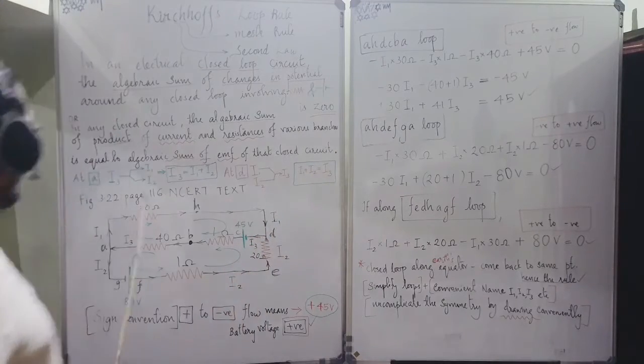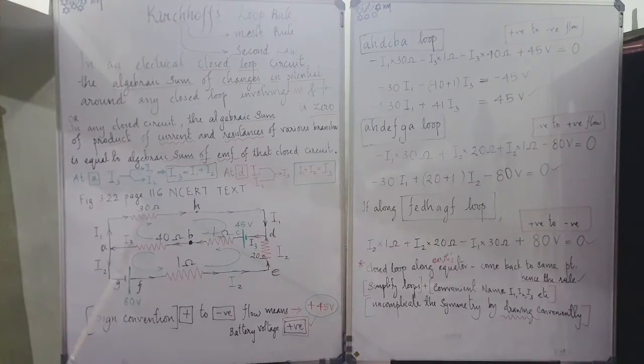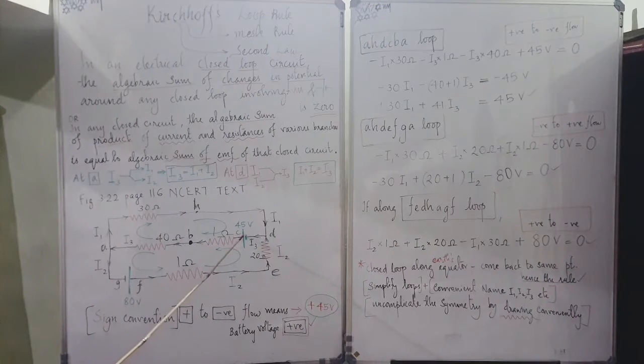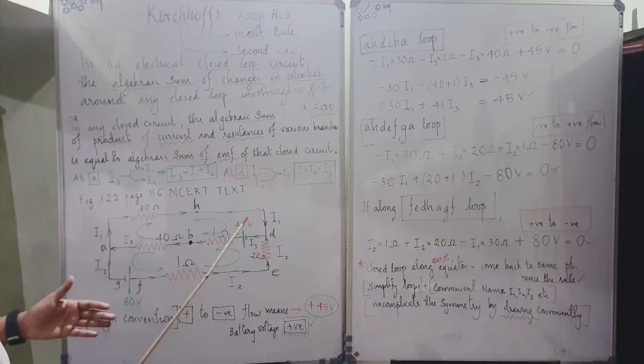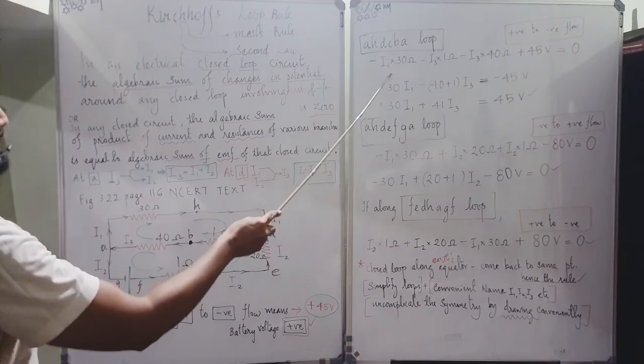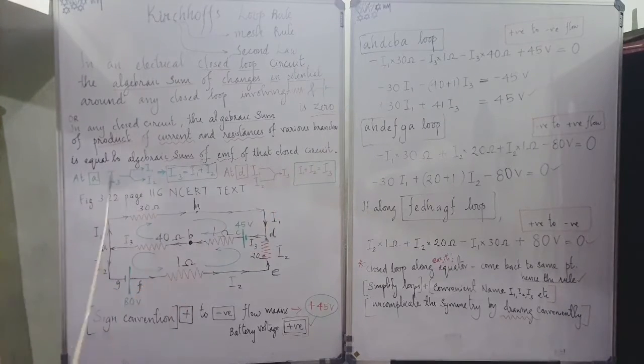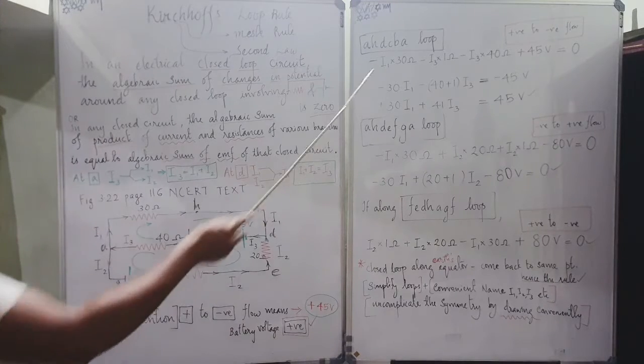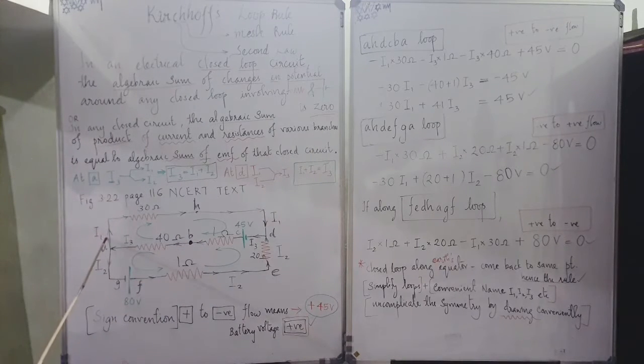AHDCBA is our first loop. This is the first loop. The current is flowing from the positive terminal of the battery, 45 watt, to the negative terminal of the battery. First of all, we want to take a current direction. Consider, as given in the text, that we take a current direction. That means I1 is taken as negative. This current flow is taken as negative. We can solve it afterwards. First of all, we will use a convention.